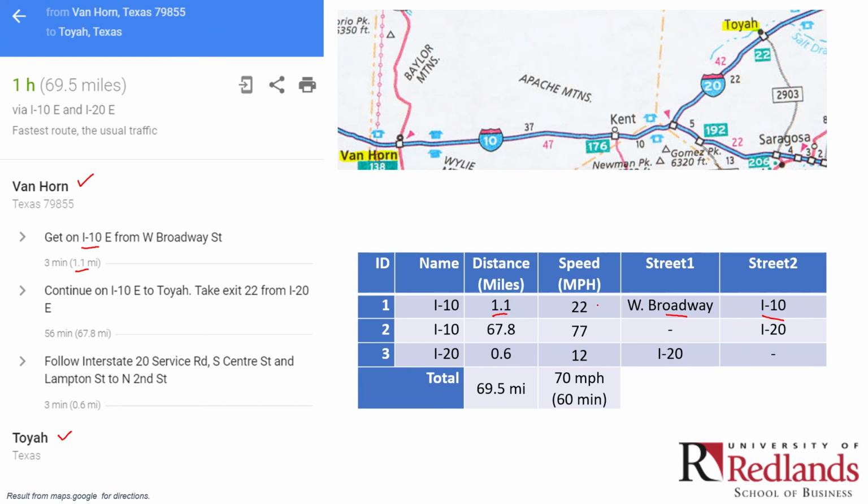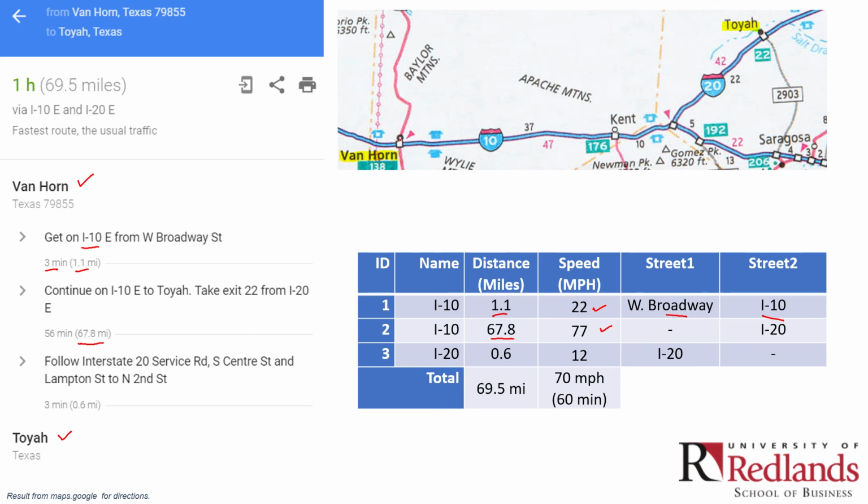Now, this part, you're welcome to calculate on your own. I just about calculated it for the sake of being helpful, but this portion of the road was running at about 22 miles per hour, and that's because I can travel 1.1 miles in 3 minutes. That's about 22 miles an hour. And then I'm going to stay on the I-10 freeway, and I'm going to go 67.8 miles, which is right here. I'm going to do it in 56 minutes, which gives me 77 miles an hour.